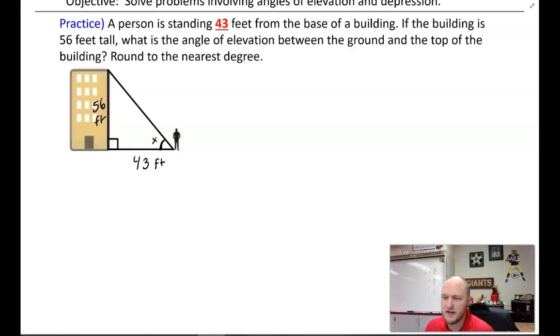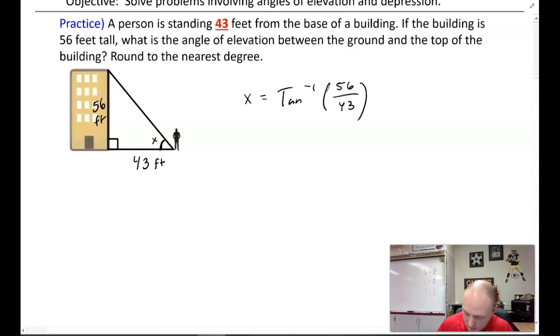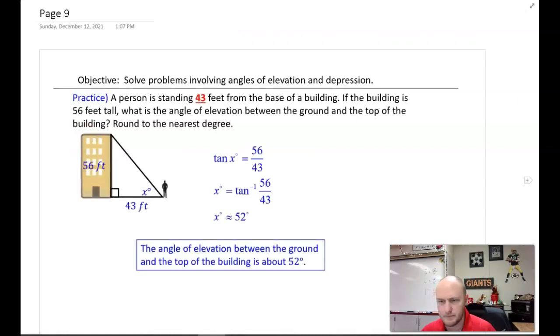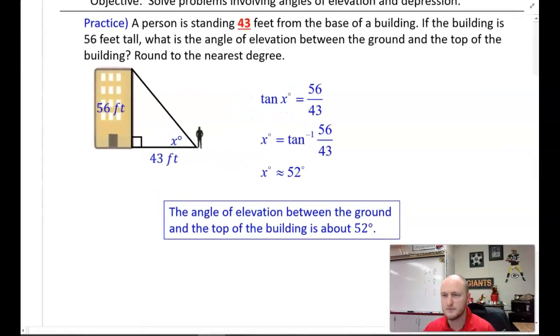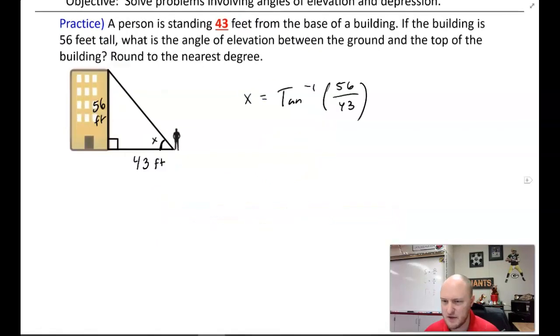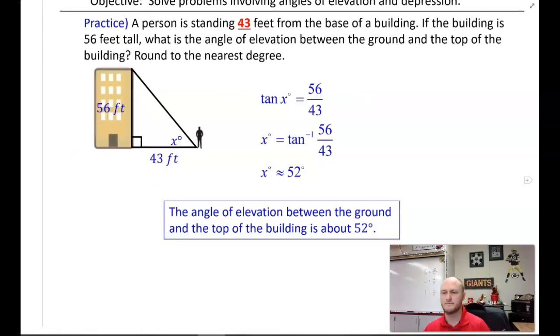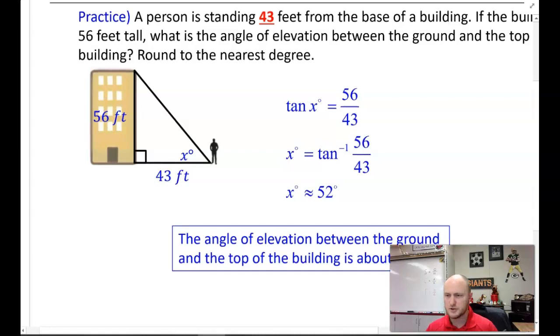Okay, hopefully you went ahead and solved this. Again, this is a tangent value and we're solving for an angle, so it's tan inverse of 56 over 43. So that would be your equation. And then your answer is approximately 52 degrees. Did I write that one here earlier? Right? I did. That's right. Okay. Good.